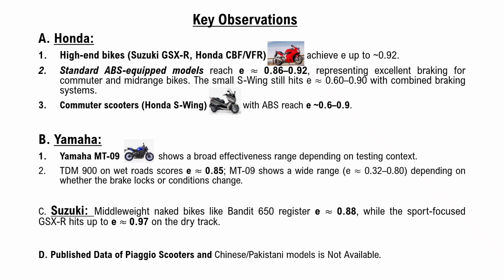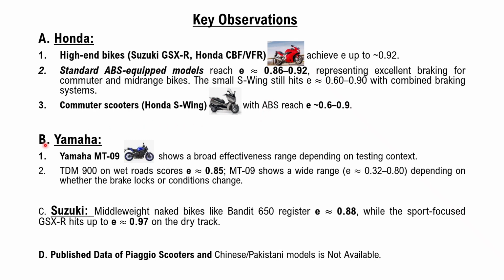Our key observations are that Honda high-end motorbikes can achieve an E value up to 0.92. Standard ABS equipped models can reach an E value from 0.86 to 0.92. Commuter scooters like the Honda S-Wing with ABS brakes have an E value of 0.6 to 0.9. All these values are indicative of excellent braking performance.